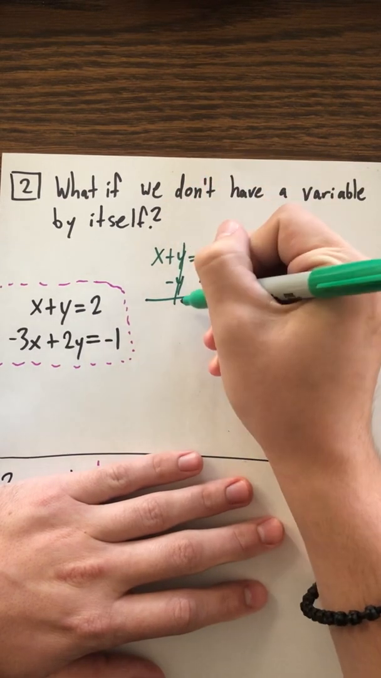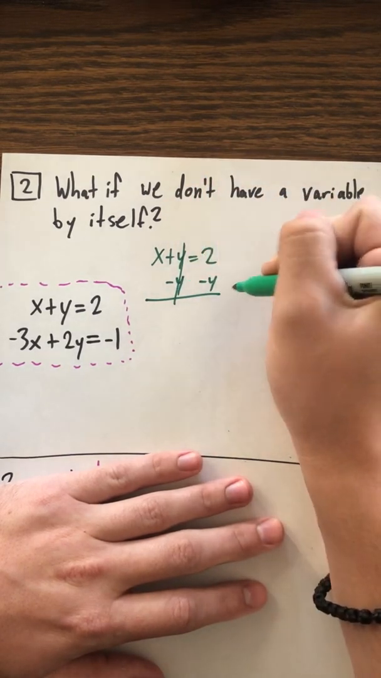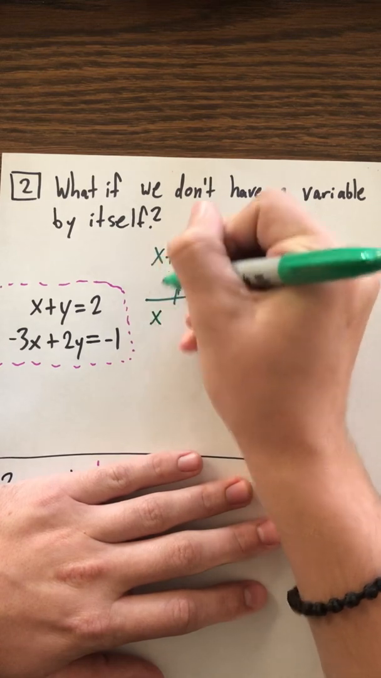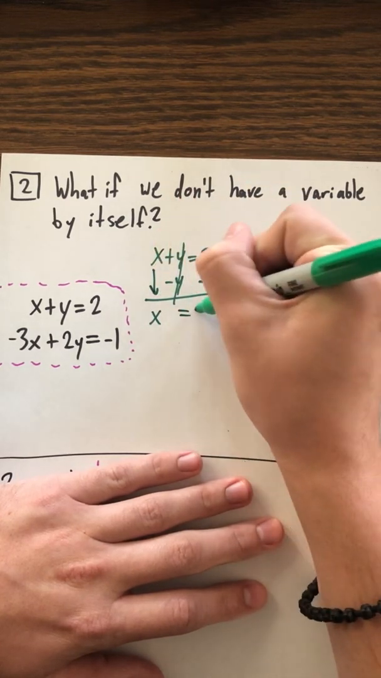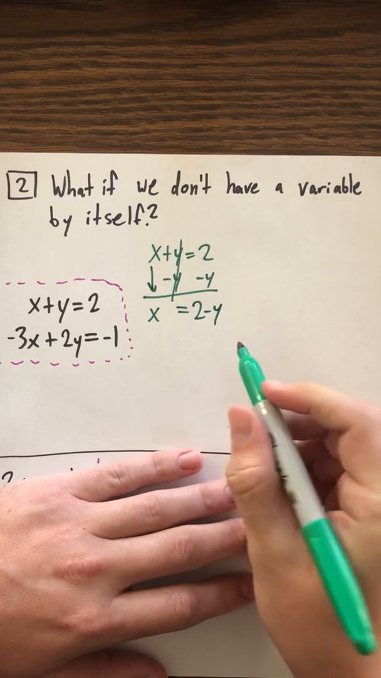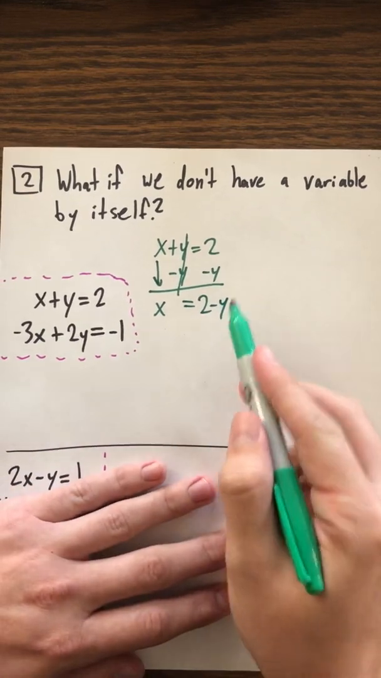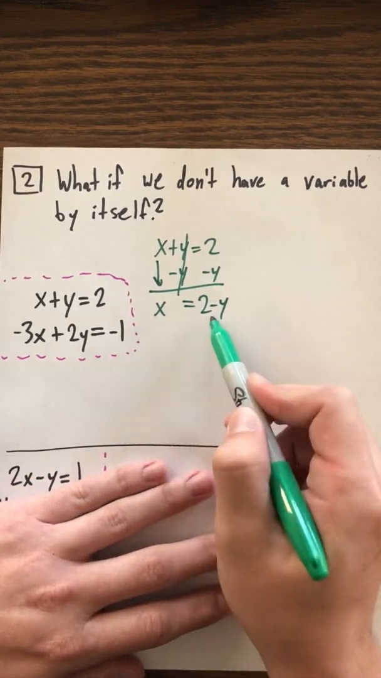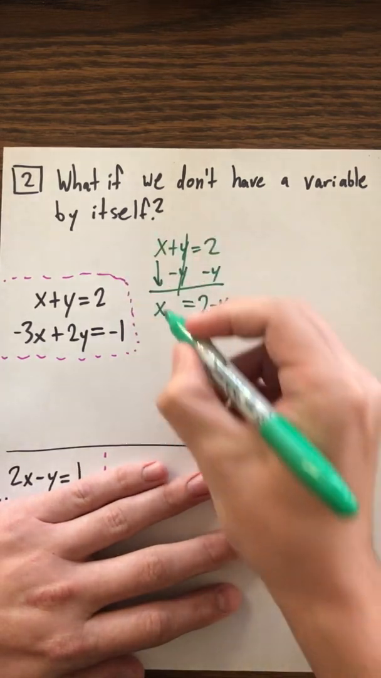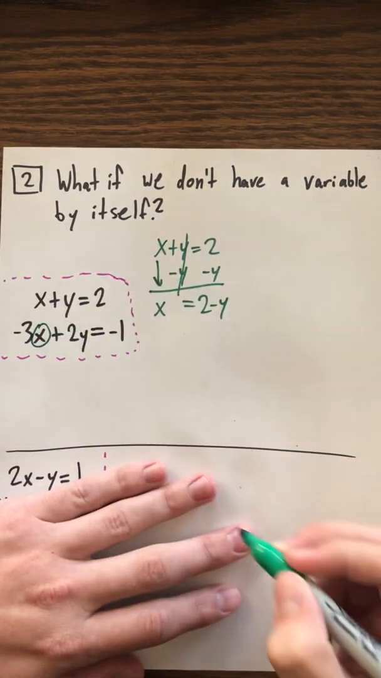And then plus y and minus y will cancel because they're opposites. So then you bring down this x, and that equals 2 minus y. So now we have an equation where our variable is by itself. So we can use this, right? So now we can take it and plug in x into our second equation.